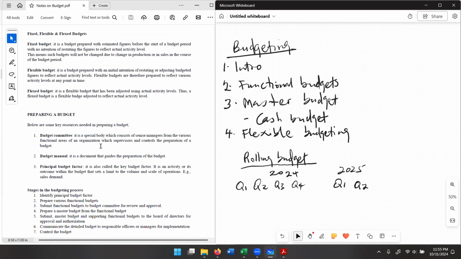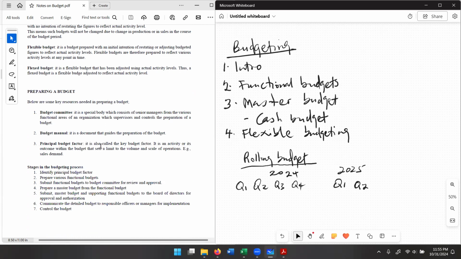All right. So there are some resources very important when we are looking at budgeting. The first one is budget committee. So the budget committee is a group of people mostly nominated by various departments to come together to help in the preparation of a budget. And the budget manual is a document that guides the preparation of a budget. So the budget manual is a policy document which will tell us what time to prepare a budget, how to go about preparing a budget and all that within the organization.